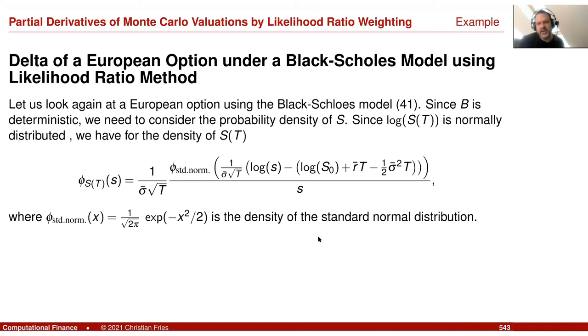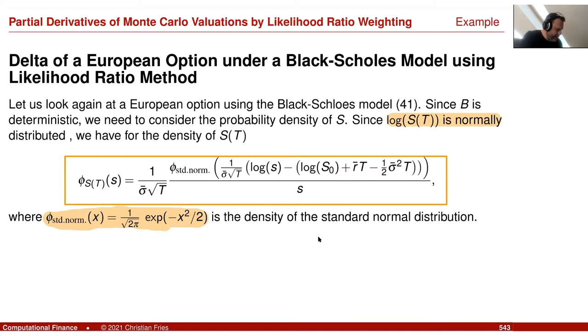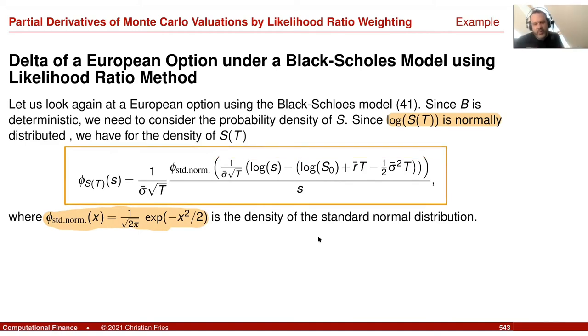In the Black-Scholes model, log S of T is normally distributed. So if the logarithm of S of T is normally distributed, then maybe you know that the standard normal is involved. I know the density of the standard normal, 1 divided by square root 2 pi times exponential of minus x squared over 2. And you can easily derive, I want to skip this, the density of S of capital T at the point little s, which is just given here. Maybe I can point you to the calculation, but it's quite straightforward to calculate the probability density of this lognormally distributed random variable. Otherwise, you can look it up.